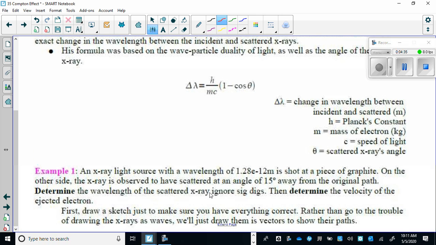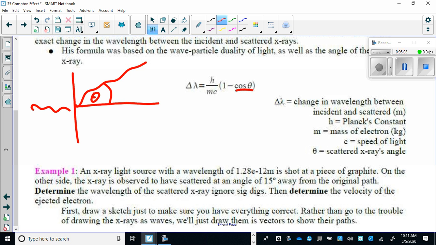It's probably the most bizarre formula. It says delta lambda, which means the change in wavelength, equals h over mc times 1 minus the cosine of theta. So the 1 minus the cosine of theta is very simply the angle right here with which the X-ray comes out of the graphite.